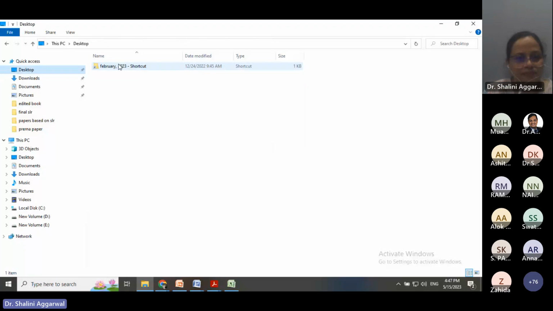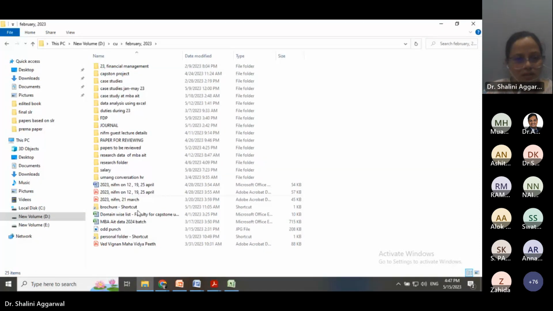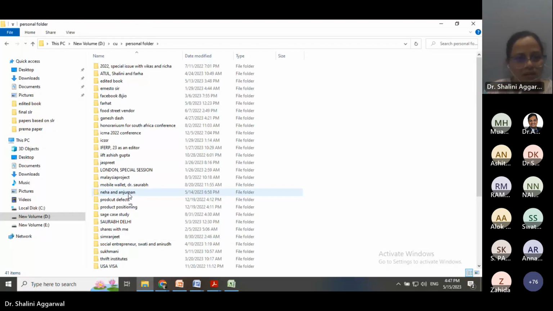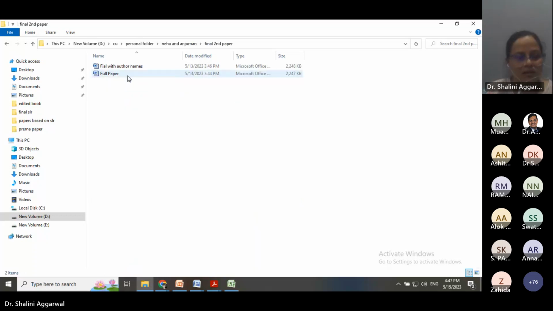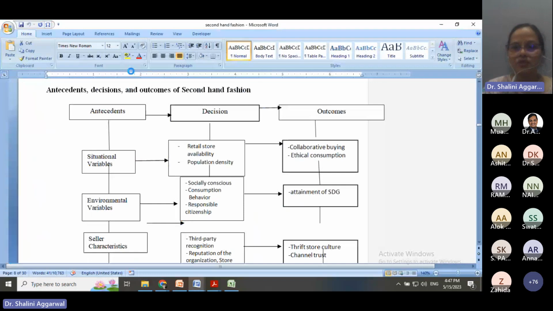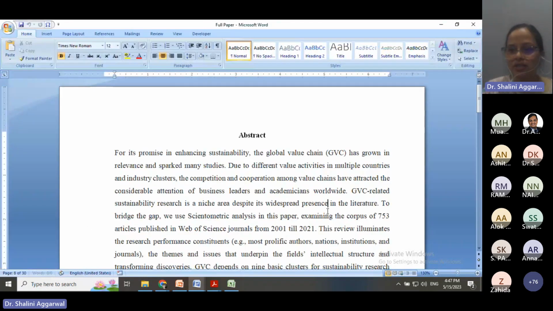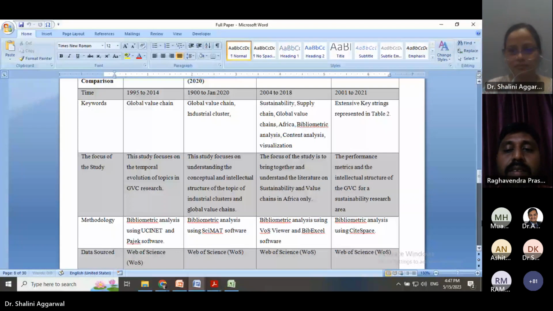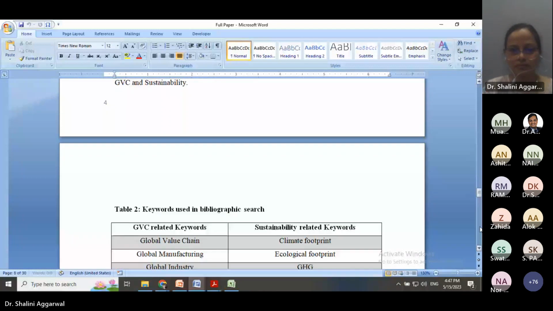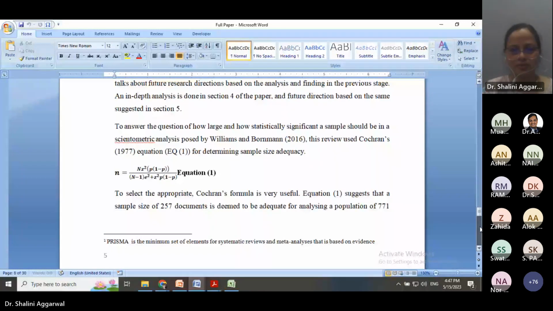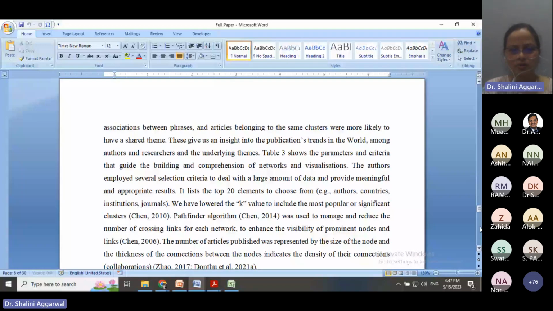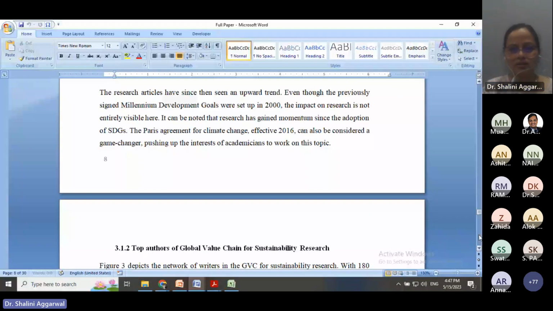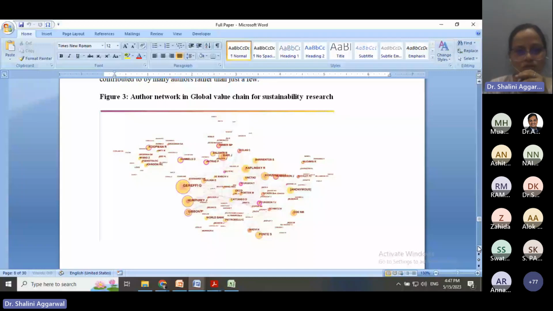Just give me a minute. I'll show you the paper. This is only diagrams. When we are talking about bibliometric, it is only about the diagrams. Let me show you how. Look at this now, there are different diagrams. This is a paper that is using the bibliometric.